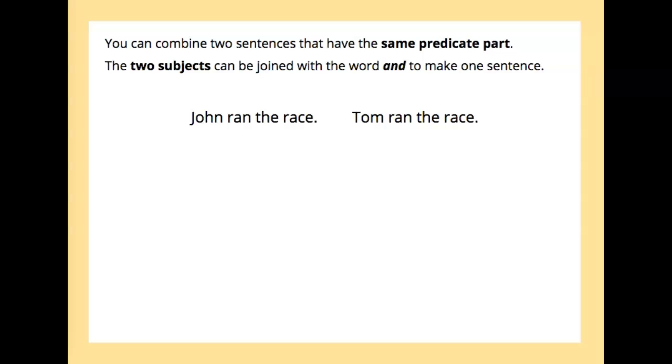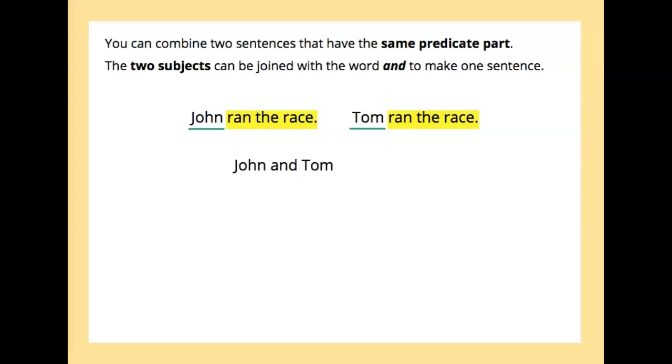What do you notice about these two sentences? John ran the race. Tom ran the race. They have the same predicate part. We read that most sentences with the same predicate part can be combined by joining the two subjects with the word and. What's the subject in the first sentence? It is John. What's the subject in the second sentence? It is Tom. So we can put the two subjects together with the word and.